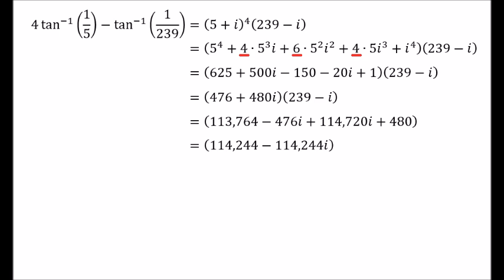Here's another example to drive home the point. 1/5 becomes 5 plus i. The coefficient 4 becomes a power. 1 over 239 becomes 239 minus i. Why minus? Because of the negative sign preceding the inverse tangent. Same thing as before. Expand 5 plus i to the 4th. Collect like terms. FOIL that with 239 minus i, and collect like terms again. When expanding 5 plus i, don't forget the binomial coefficients underlined in red. Where do those come from?